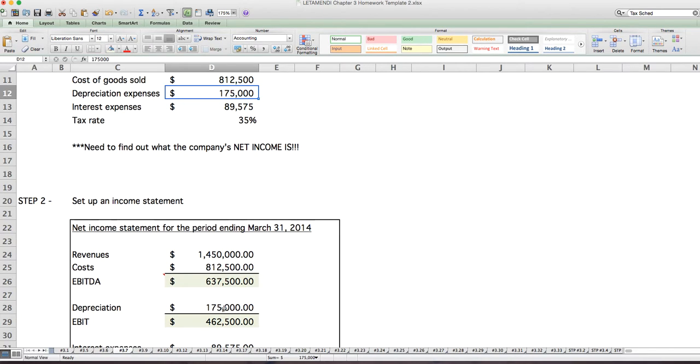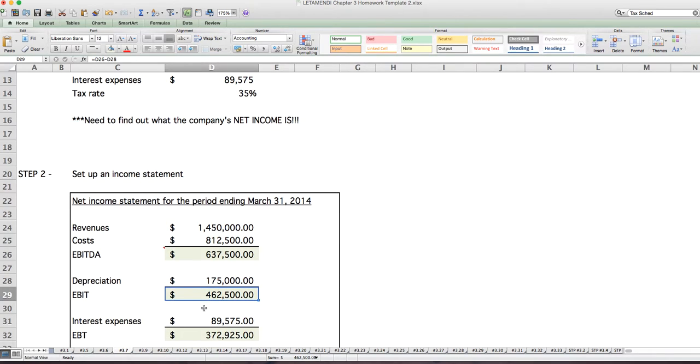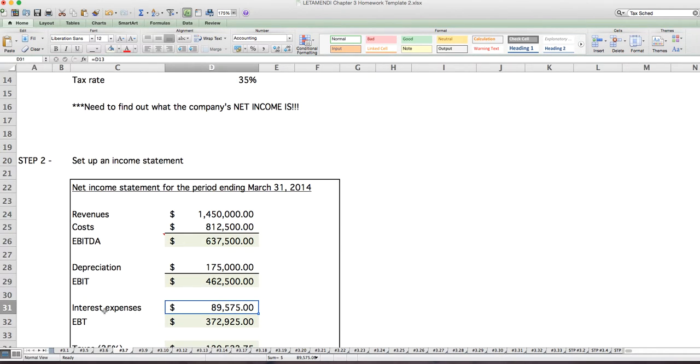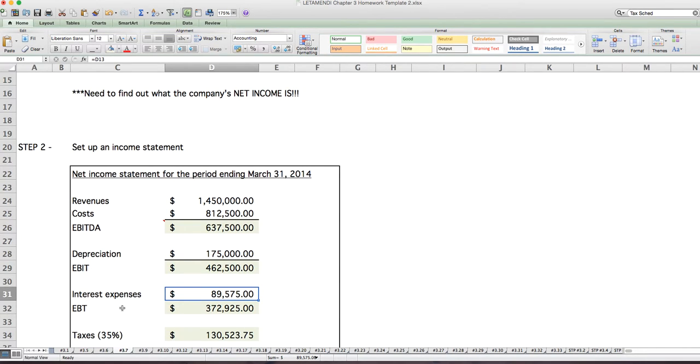And when we remove this from 637,000, we get our earnings before interest and taxes, right? So it's not EBITDA anymore, it's just EBIT because we took out the depreciation, okay? Next, when we have EBIT, the earnings before interest and taxes, we want to remove the interest expense. And the interest expense is here from the given, 89,000. And then it is no longer EBIT, but just EBT, which is earnings before taxes, because you took away the interest.